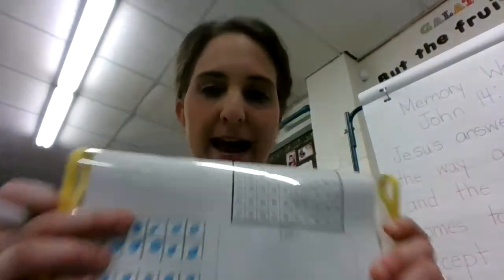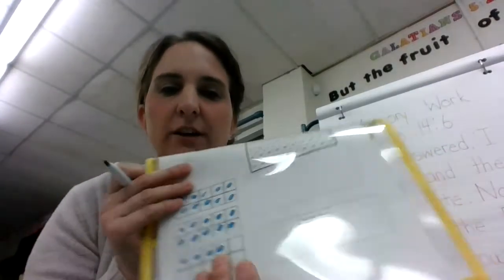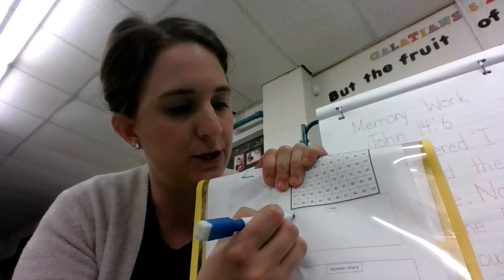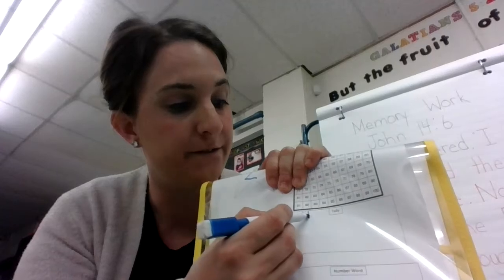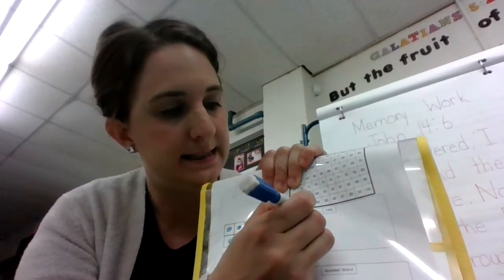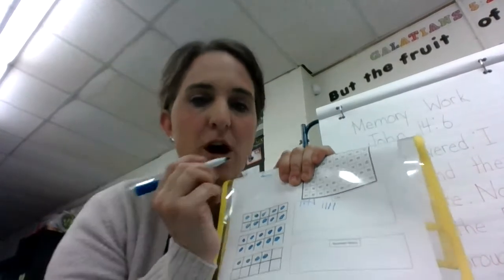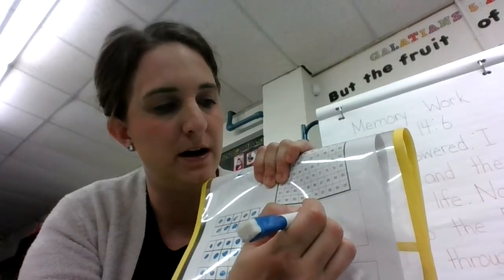The next thing we're going to do is our tally. All right, let's do it together. Let's see here. Here we go. Kind of hard for you guys to see, isn't it? All right, let's do it together. Ready? 1, 2, 3, 4. Oh, we need to cross. 5, 6, 7, 8, 9. Oh, we need to cross. 10, 11, 12, 13, 14. Oh, we need to cross again.